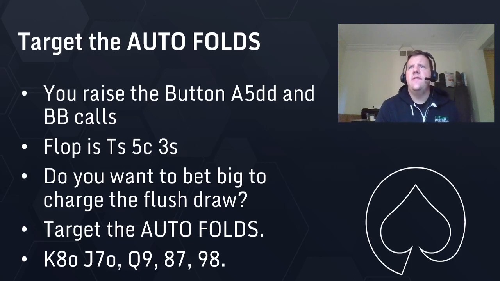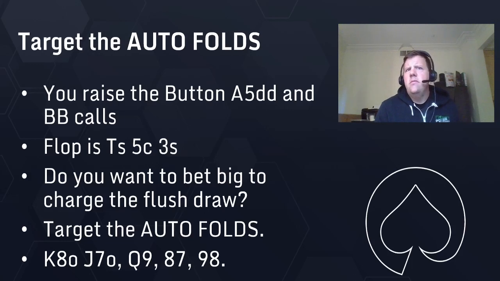You raise the button with ace-5 diamonds. The big blind calls. The flop is 10 of spades, 5 of clubs, 3 of spades. So a lot of people think, well, I got a decent flop here for my ace-5, but there's a flush draw, and I really want to charge that flush draw. So they might want to bet big here to charge that flush draw.